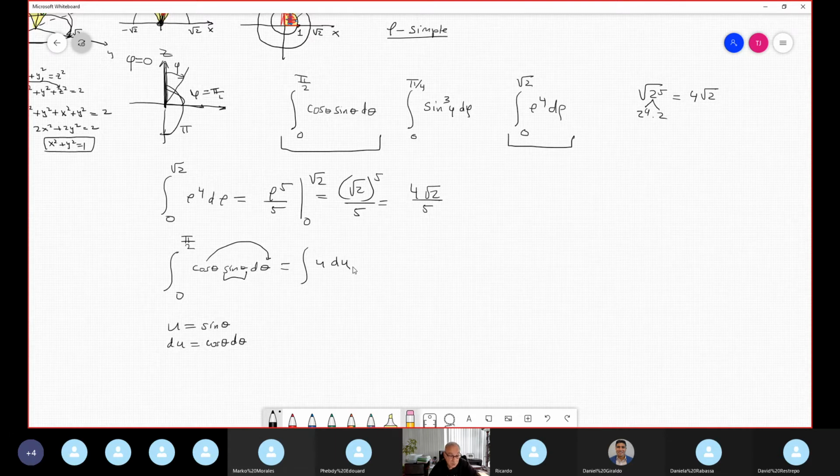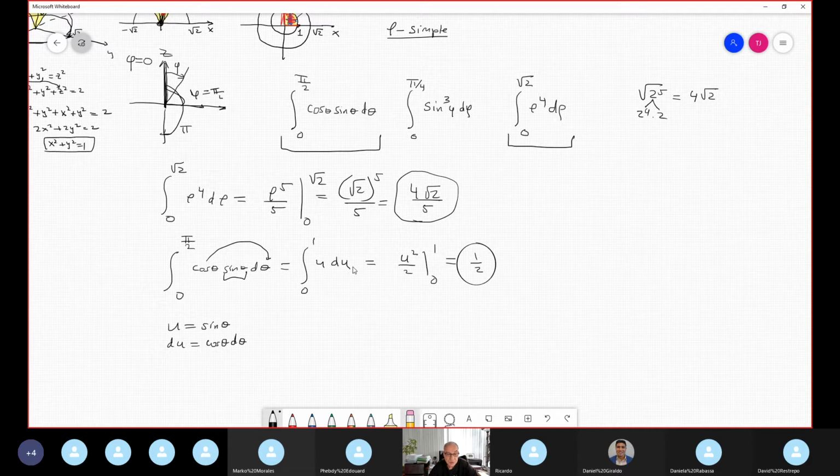And the limit is changed. Theta 0 means that u is 0 because sine 0 is 0, and pi over 2 is 1. Wow, easy integral. So this is u squared divided by 2, evaluating between 0 and 1, is obviously 1/2. Fantastic, we are the best. Calculus 2 was important.